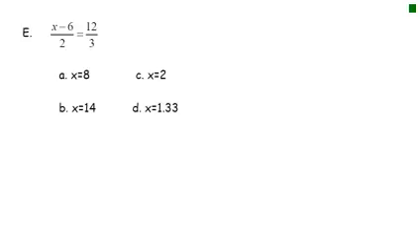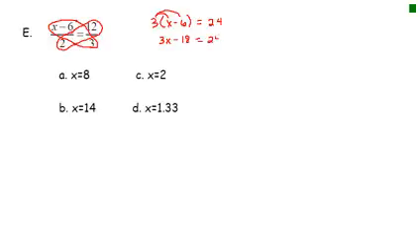All right, letter E. On this one, notice that you've got two fractions equal to each other. Remember, those are called proportions. In order to solve proportions, you are going to cross multiply. So right here, we take this 3 and multiply it with x minus 6, and then write the equal sign and do the other diagonal here. 12 times 2 gives us 24. So now we're going to distribute that 3 in there. That gives us 3x minus 18 equals 24.